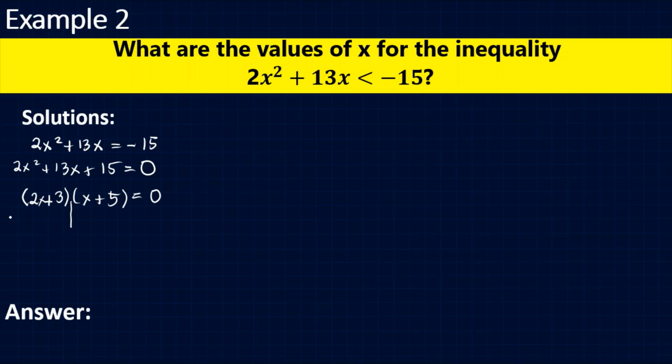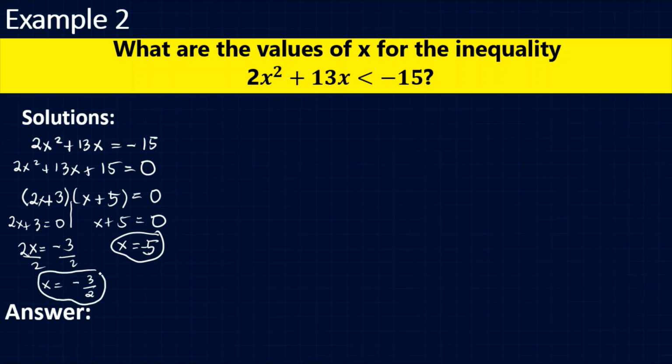So we have 2x plus 3 equals 0, then x plus 5 equals 0. So in here, x is equal to, we move positive 3 across, it becomes negative 3. We have 2x here, so the 2 does not disappear. And then the other one, x is equal to, the positive 5 moves across and becomes negative 5. So x is equal to negative 3 over 2, and then we have negative 5. Okay, so negative 3 over 2 and negative 5 are the critical numbers for this inequality.